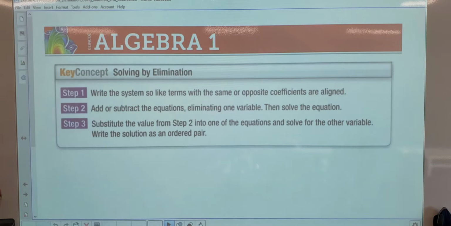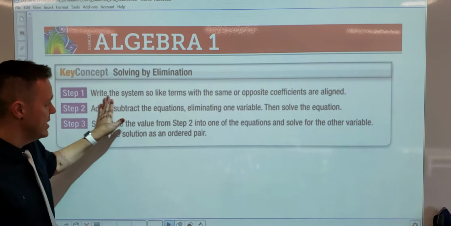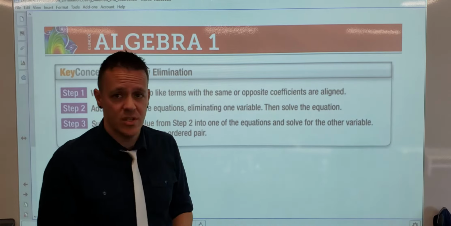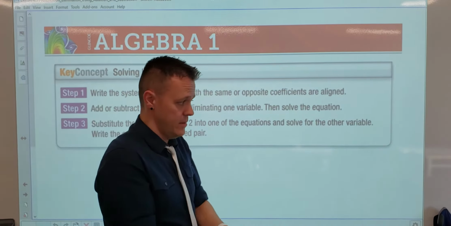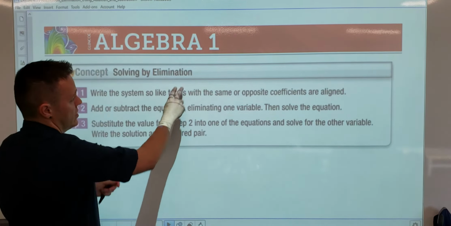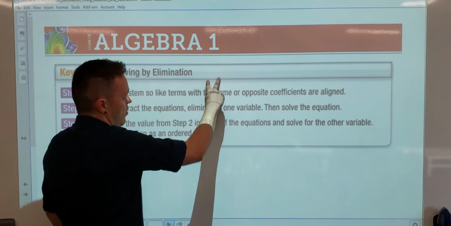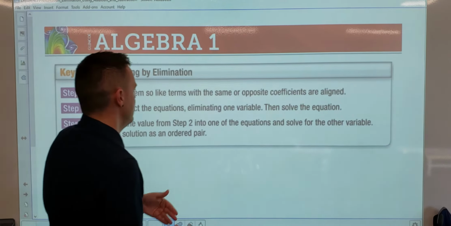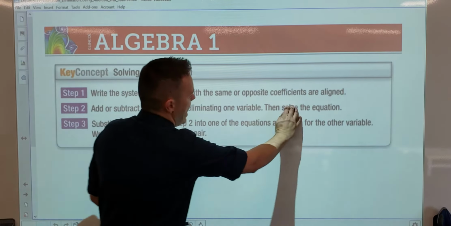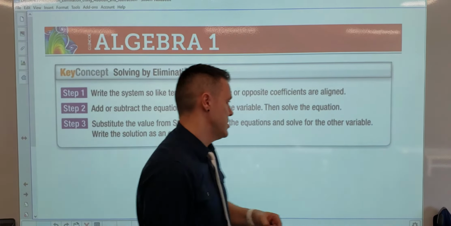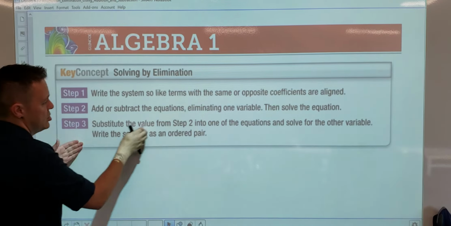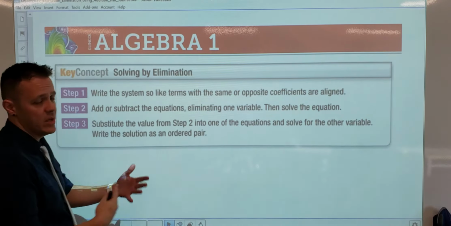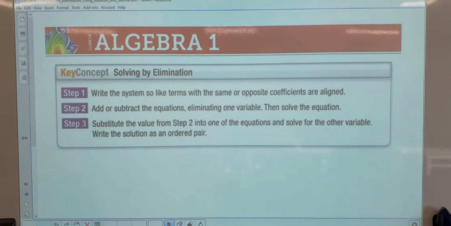So we're going to talk a lot about elimination. First, you write the system so that like terms are aligned. As you go through, you'll realize I want the x's together, I want the y's together, and then it would equal something, and that would be together. That way you can do vertical math. Then you add or subtract, eliminating one of the variables. And then you substitute the value from step 2 into one of the equations, like we kind of did with substitution, and you go from there.